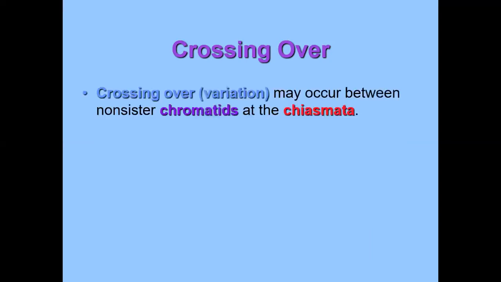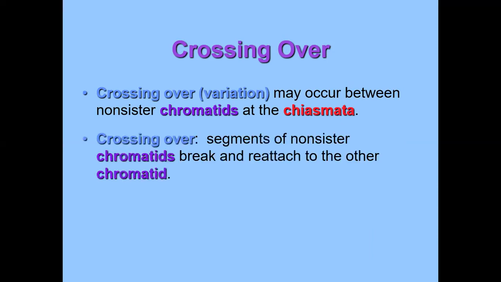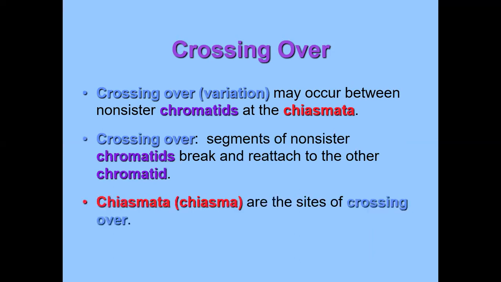So as we're talking about prophase 1 and we discussed synapse formation and tetrad formation, the next step is crossing over. Crossing over means variation may occur between non-sister chromatids at the chiasmata. As you know, one chromosome contains two chromatids, and crossing over always takes place between non-sister chromatids. In crossing over, segments of non-sister chromatids break and reattach to the other chromatid. Chiasmata are the sites of crossing over.